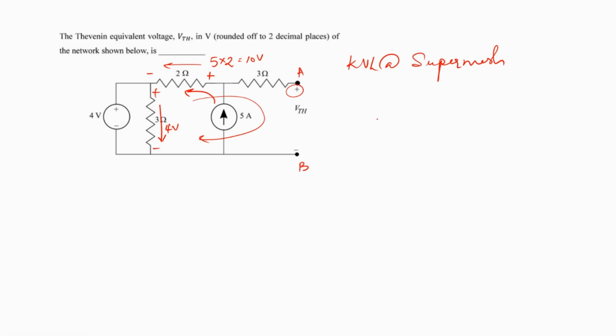So we get minus 4 volts and minus 10 plus VTH is equal to 0. So therefore, we get VTH is equal to 14 volts. So this is the solution to this particular problem.